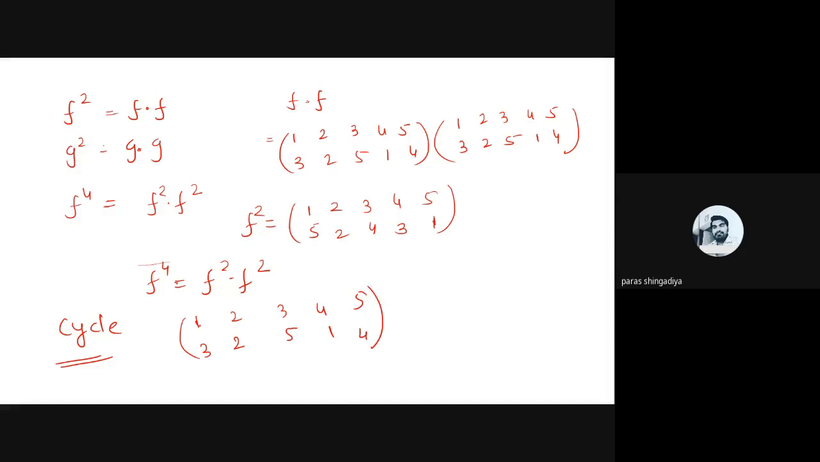So how can we create a cycle? How many cycles will there be? A cycle means you just create a sequence: 1 to 3, 3 to 5.